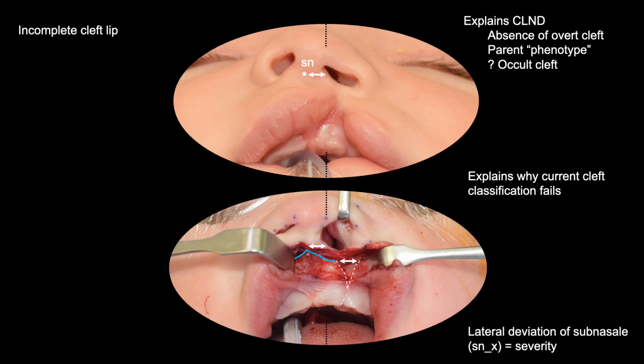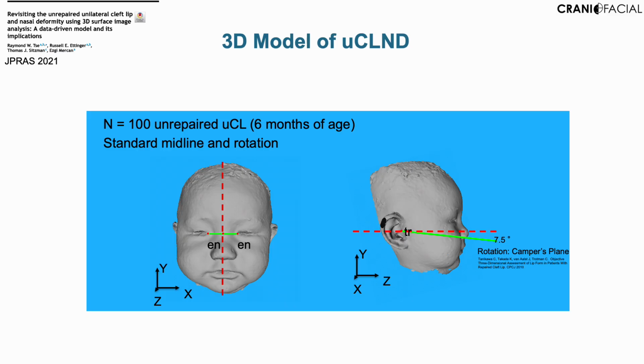It also explains why some of our current classifications of clefts fail, but it potentially gives us a measure of severity. The lateral deviation of subnasale, which we call SNX, may be a surrogate measure of the defect in mesenchyme that's under the surface and that we can't see. If we take that measure of severity to stratify 100 images of kids with clefts that have not been repaired, we can gain some further insights into the deformity.